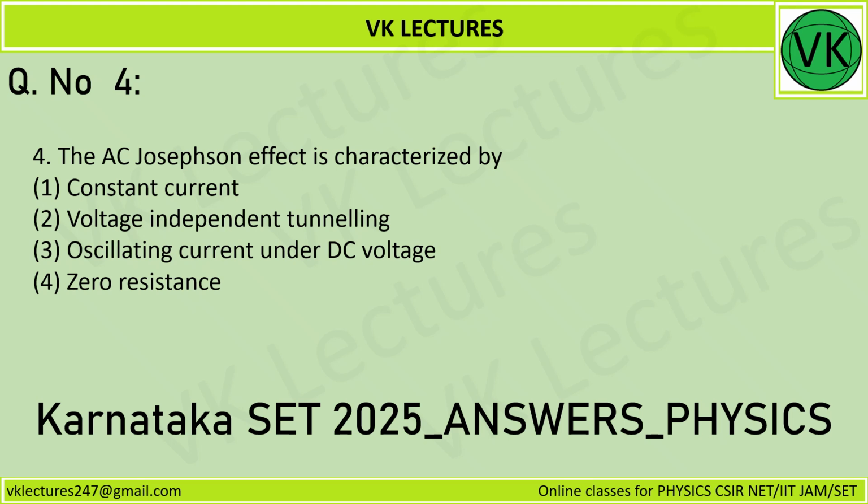Question number 4. The AC Josephson effect is characterized by. The correct option is oscillating current under the DC voltage. Now let us understand the concept of AC Josephson effect and related topics.